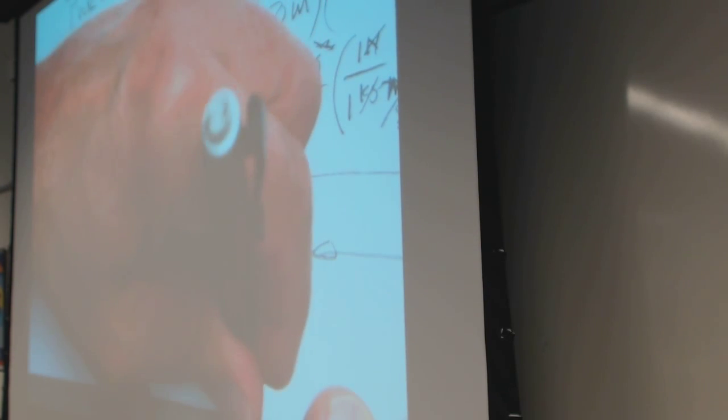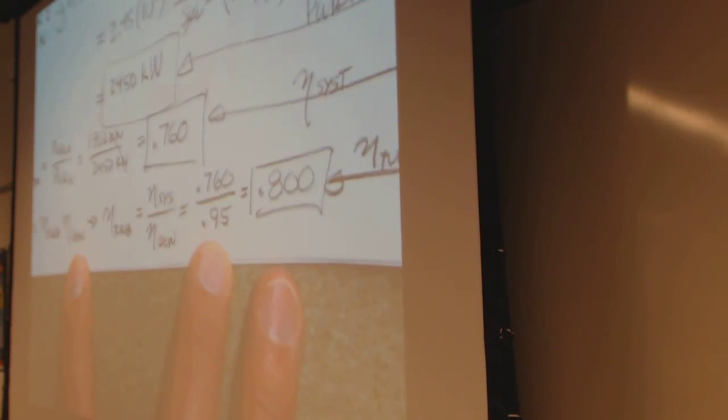So it's going to be, take the system, divide it by generator, and we get 0.760 divided by 0.95. 0.80. Correct. And probably double O's. So now 80%. It's 80% efficient at turning water power into shaft power, torque times RPM in this example.